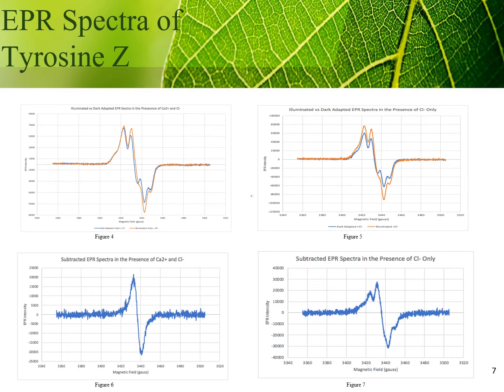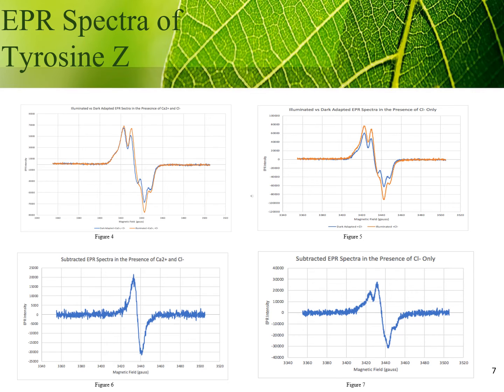This slide shows the EPR spectra of tyrosine Z. The tyrosine Z radical is induced by illumination and decays during dark adaptation, leaving only the tyrosine D radical. If electron transfer is inhibited, the tyrosine Z signal decays slowly and can be trapped by freezing in liquid nitrogen at 77 degrees Kelvin. The two figures on the left, figures 4 and 5, were samples prepared in the presence of calcium and chloride. The blue curve in figure 4 is the dark adapted sample, which shows only tyrosine D, and the orange curve is the sample after it has been illuminated.